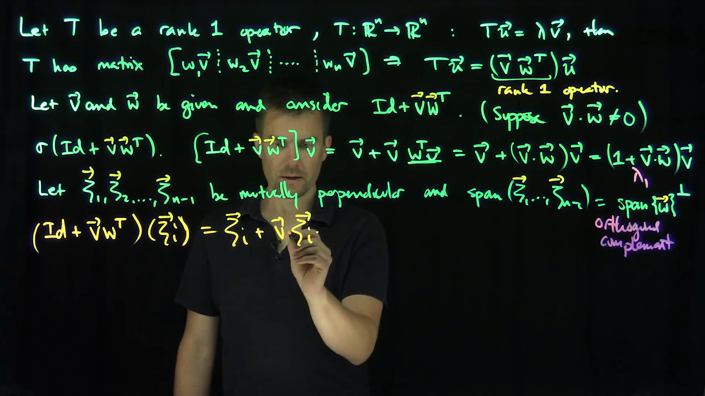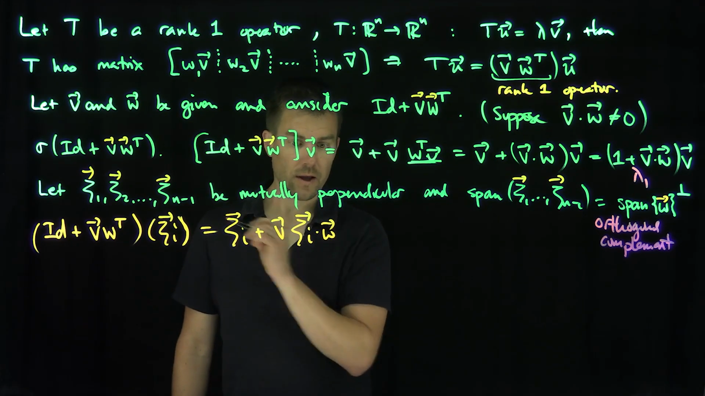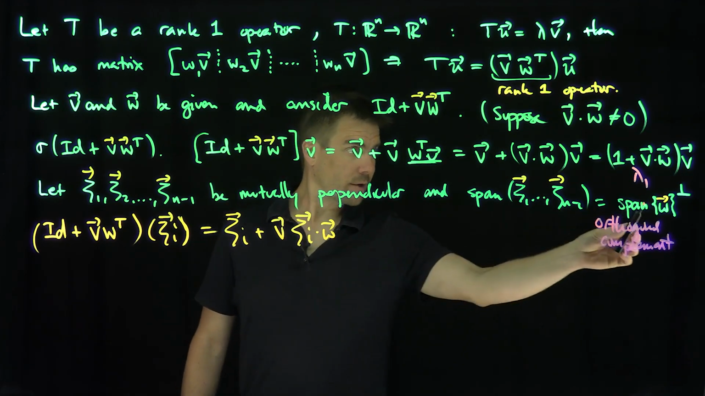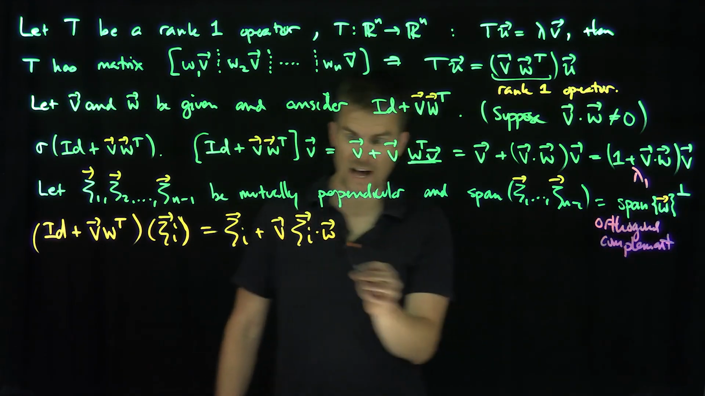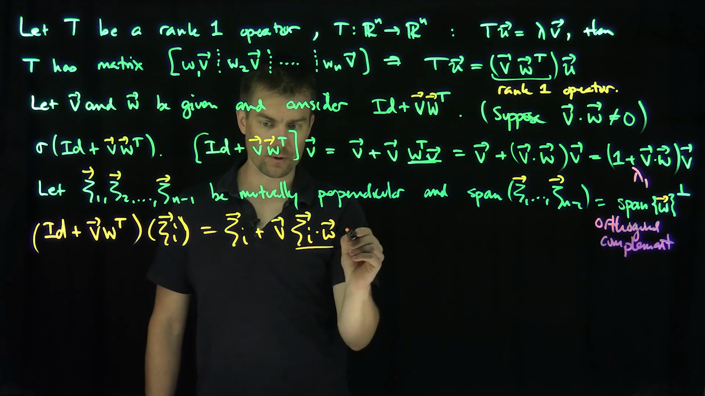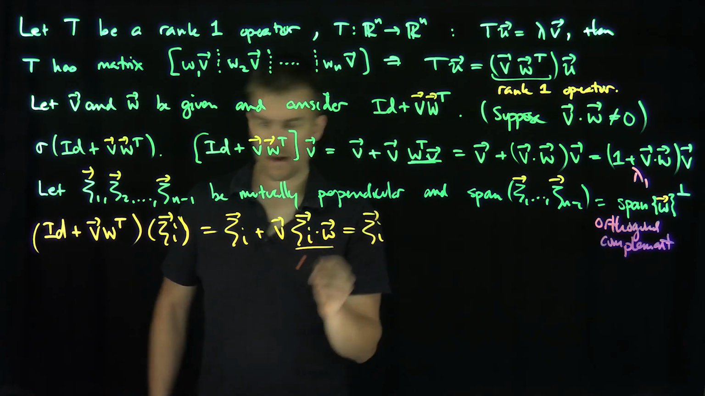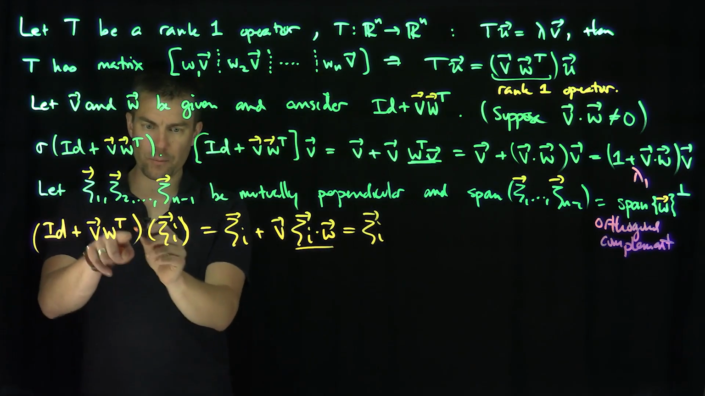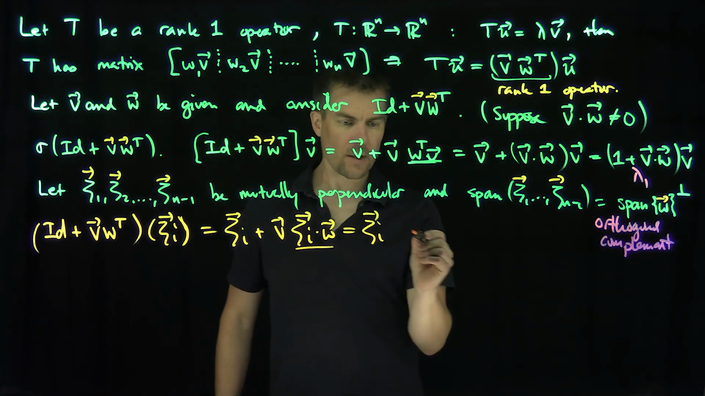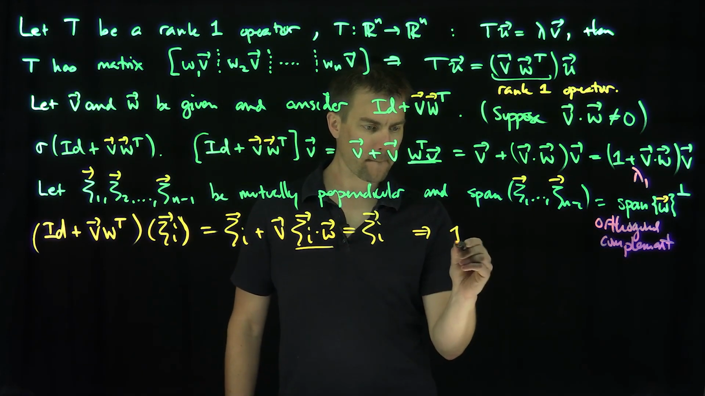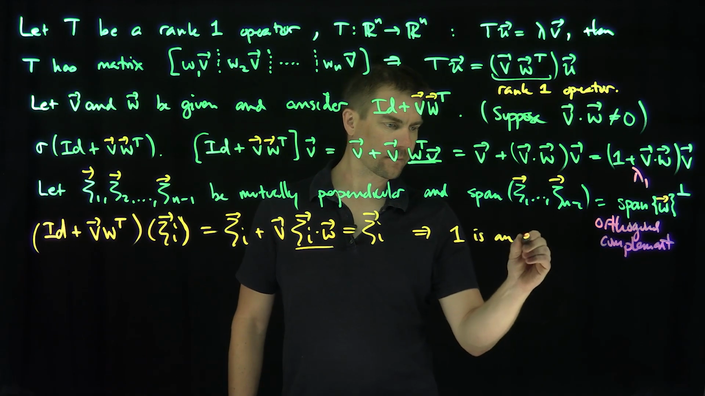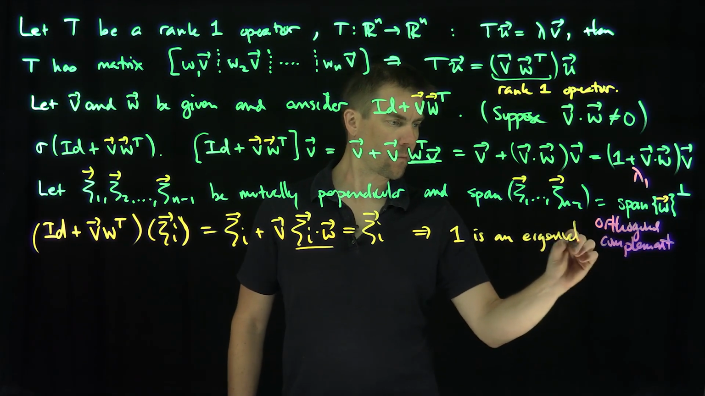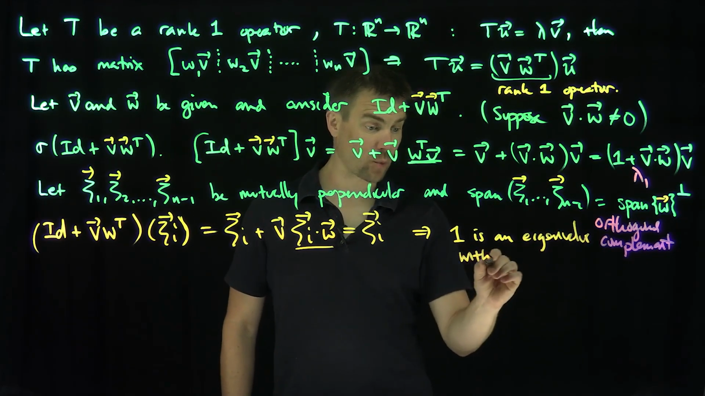Now what will this give me? Well, w transpose zeta i is the dot product with w. But now, these are in the orthogonal complement of w, so this term is 0. So this is going to be zeta i. And that says that the identity plus v w transpose applied to zeta i is zeta i, so that says that 1 is an eigenvalue with multiplicity n minus 1.